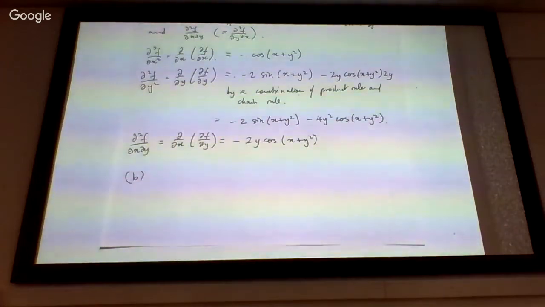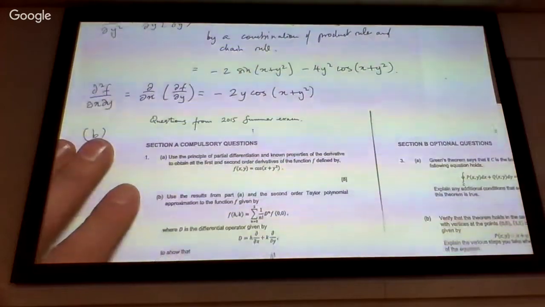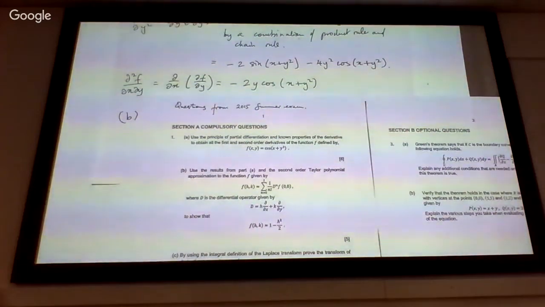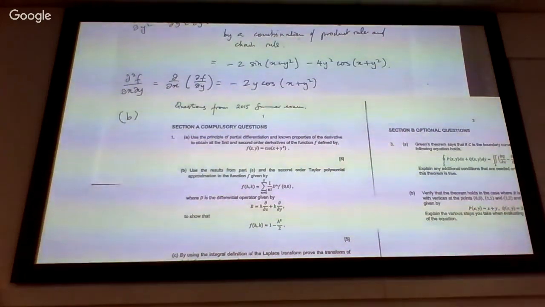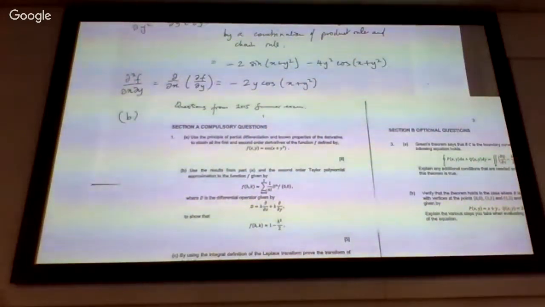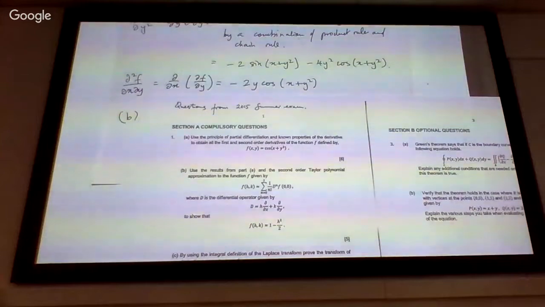Okay, so part B, well, first of all, we should just take the time to read it carefully because you're given a fair amount of information in it. So it says, use the results from part A. Okay, so we'll be making use of the derivatives we have from part A, to get the second order Taylor polynomial approximation to the function f. So we're talking about the same function f. The second order Taylor polynomial approximation will be a polynomial of order 2, with constants, x and y terms, x squareds and y squareds and xy terms, that approximates the value of the function.